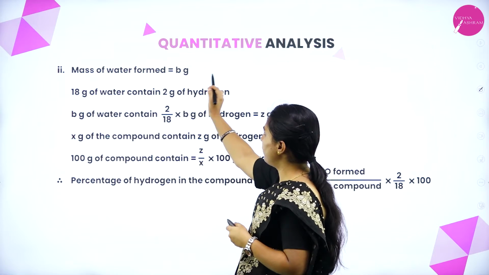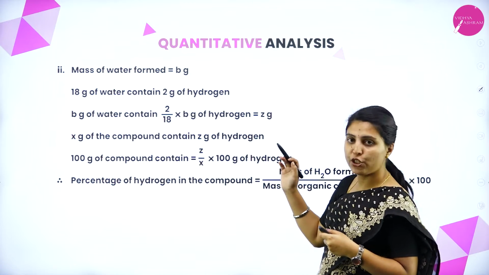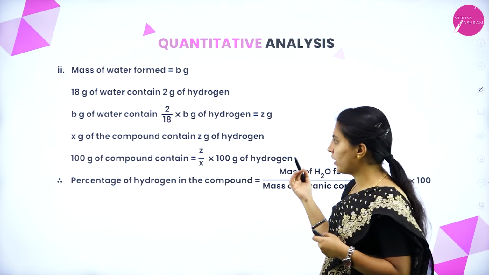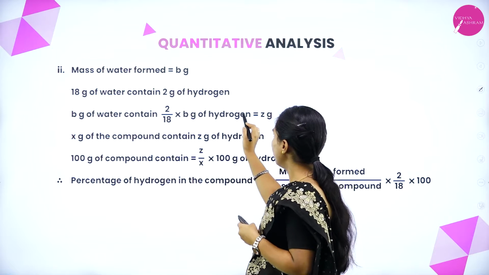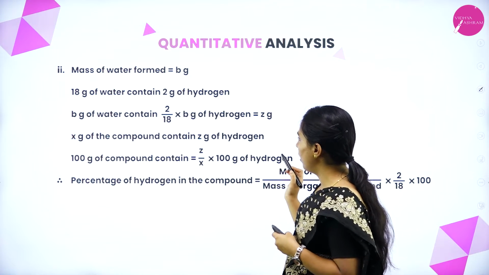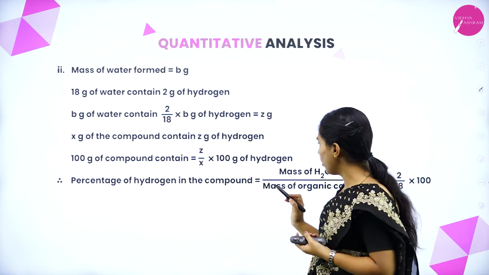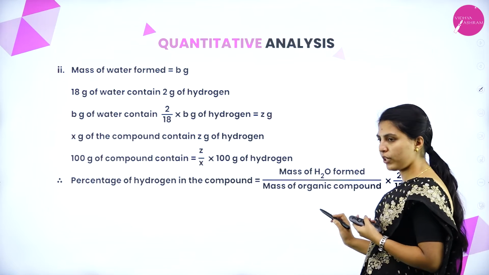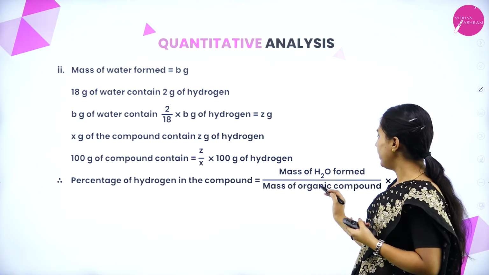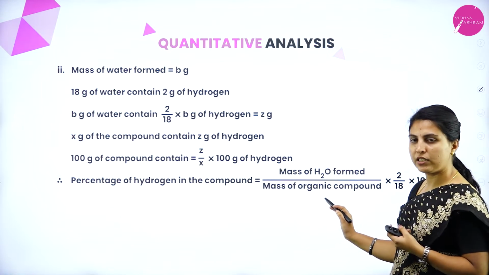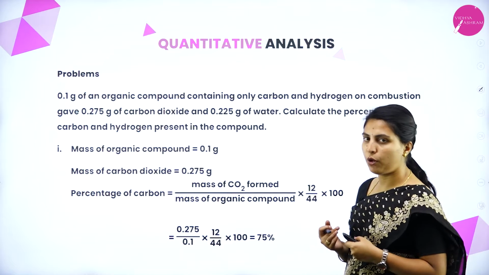This is water formed, that's why B gram. 18 gram of water contains 2 gram of hydrogen, because H2O, overall water, right? The molecular weight of water is 18 gram, so 2 by 18 into B is Z gram. 100 gram of compound contains Z by X into 100 of hydrogen. The overall percentage of hydrogen is mass of water formed by mass of organic compound into 2 by 18 into 100. The amount of water divided by the mass of organic compound, that's why 2 by 18 into 100. We'll see one of the problems now.